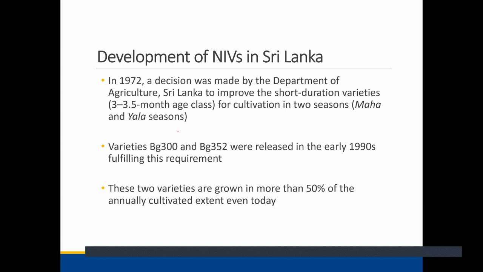BG 300 was the first short duration variety, released in 1987, and then BG 350. These varieties are even now grown popularly because of their short duration, covering more than 50% of the annual extent in Sri Lanka.